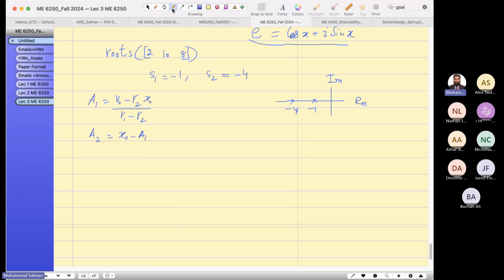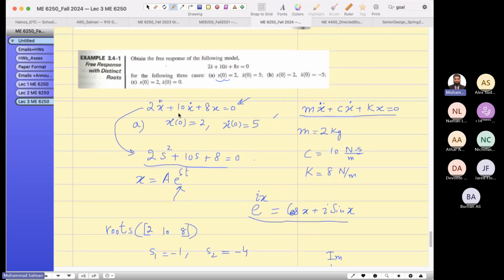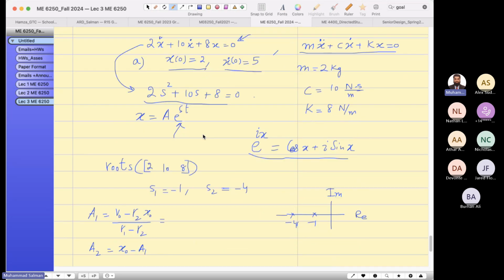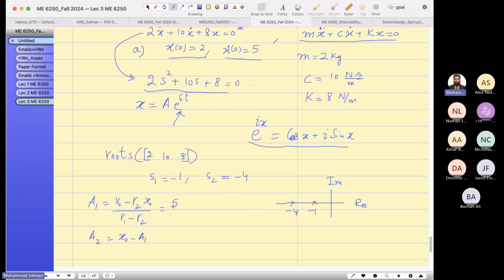So in our case, S1 just has the real part. So let's find out what is our A1. V naught in our case is equal to 5, X naught equals 2. So A1 equals 5 minus R2, which is -4, times X naught, which is 2, divided by R1 minus R2, -1 minus (-4).